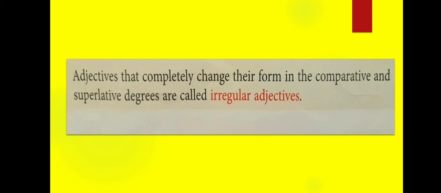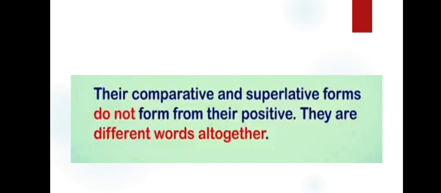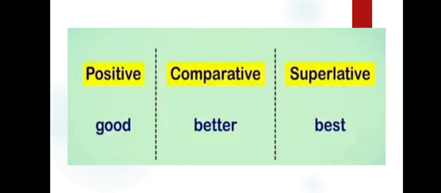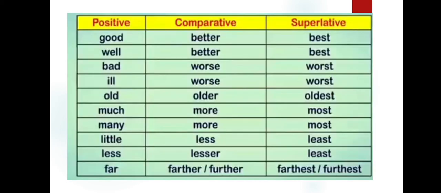So, we can say that their comparative and superlative forms do not form from their positive. They are different words altogether. For example, good, better, best. The irregular forms of such adjectives must be memorized.